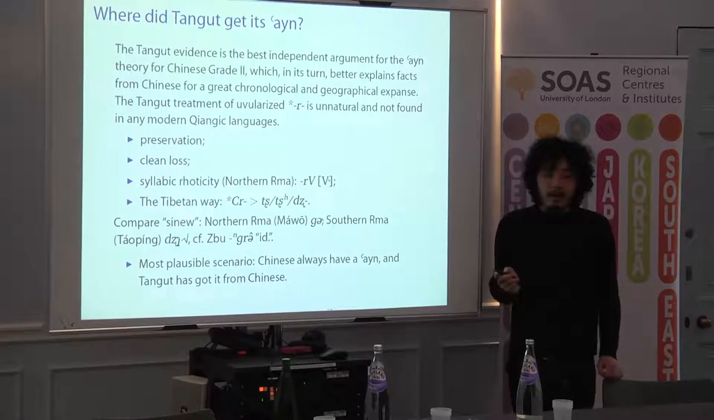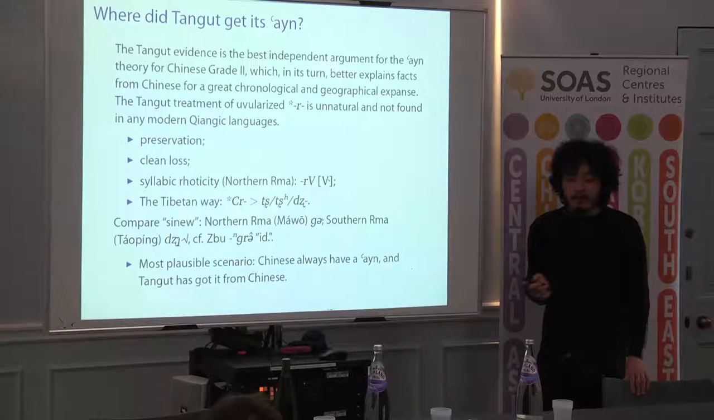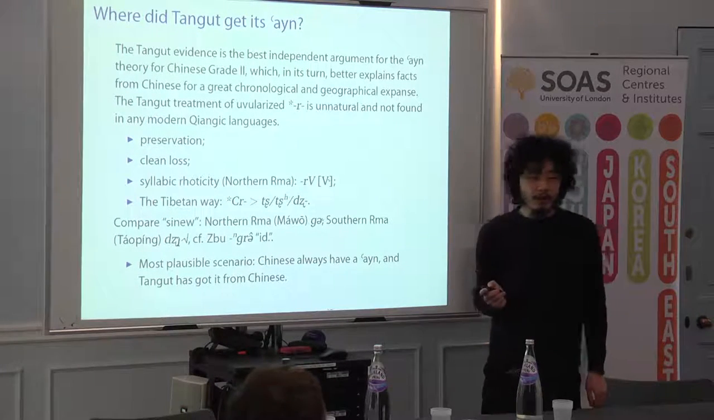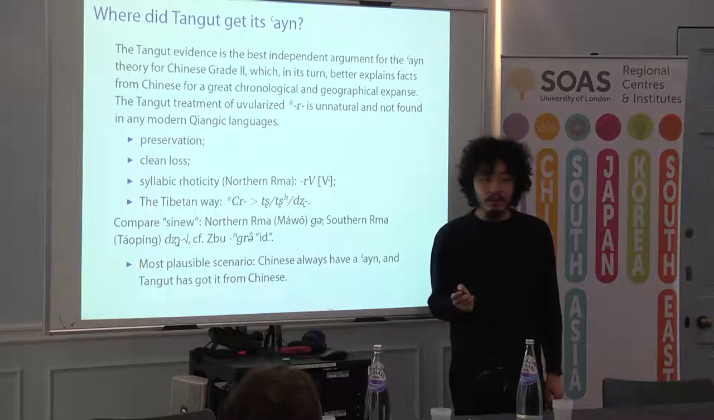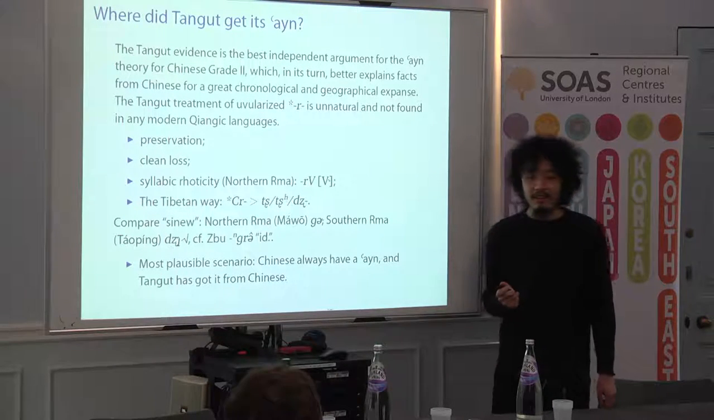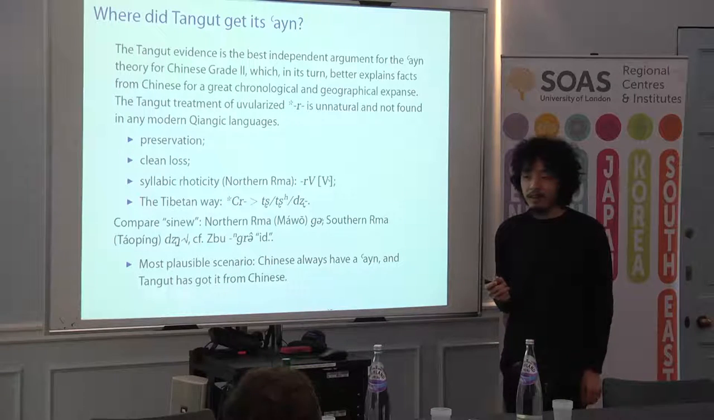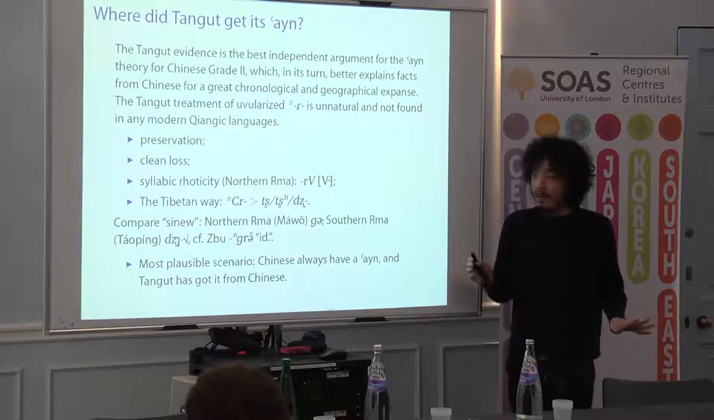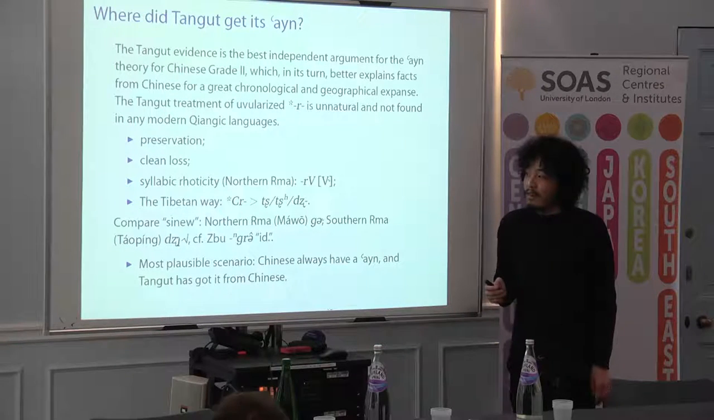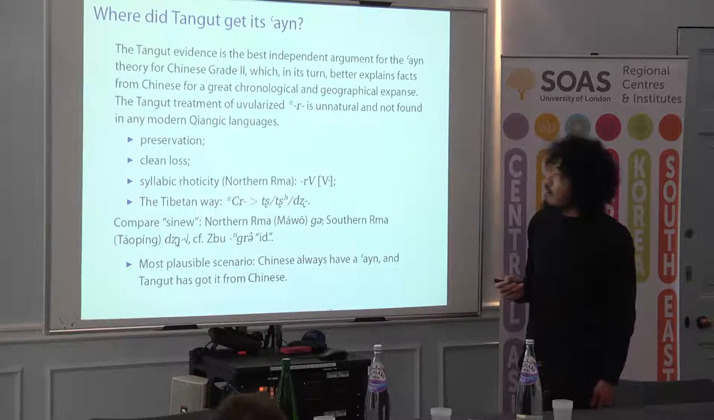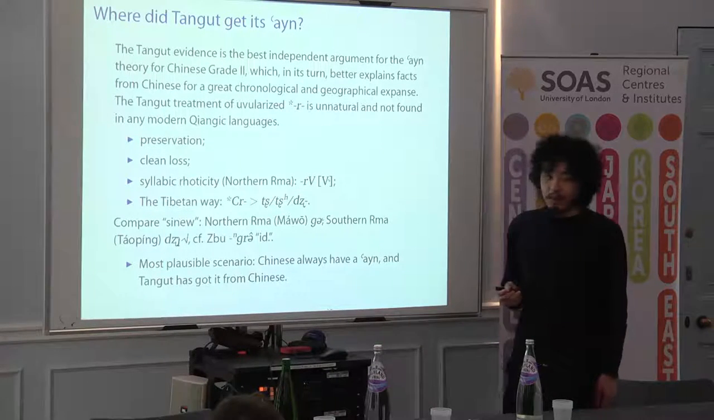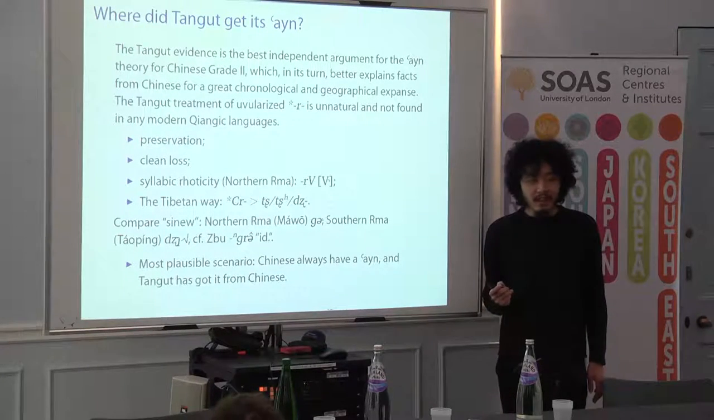So I have argued for the iron as the true nature of grade two in Tangut, and I projected it into Chinese. But it turns out that it's not dialectal Chinese, but very common Chinese. And the only thing it gives us is that the Tangut treatment of uvularized r into this kind of iron is borrowed from Chinese.